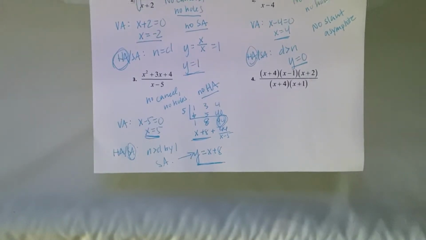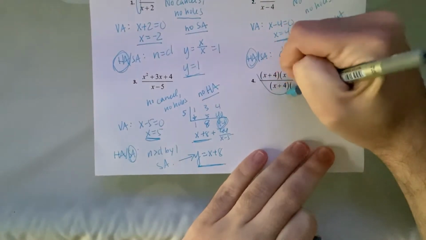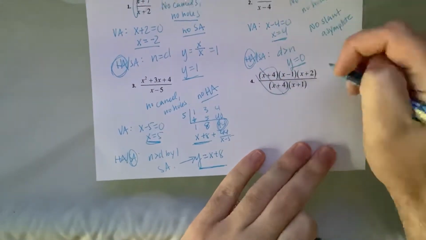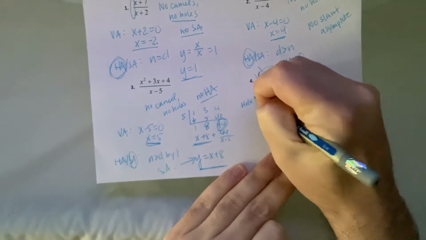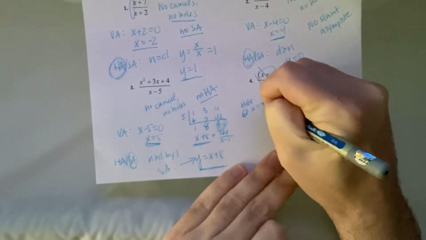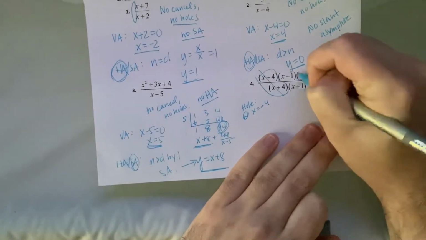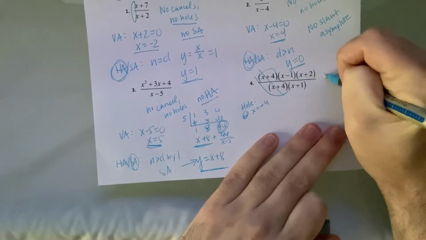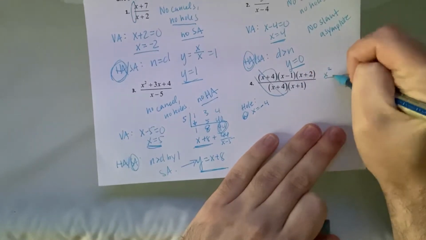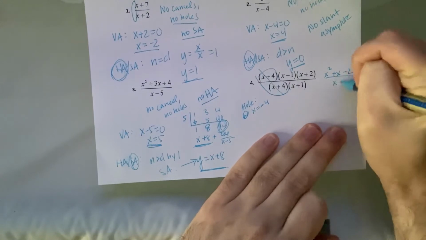Now we can do another. This one's already factored for you. So let's see what happens when it's already factored for you. x plus 4 over times x minus 1 times x plus 2 over x plus 4 and x plus 1. So here we have x plus 4's that cancel. When something cancels, we have a hole at x equals negative 4. It's whatever makes that 0. We have this left. I'm going to multiply these out. This is x squared minus x plus 2x, so plus x minus 2 over x plus 1.